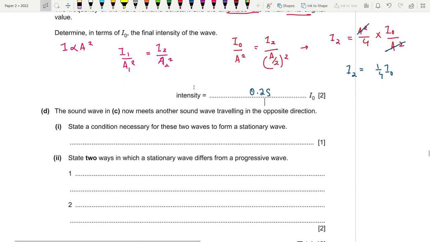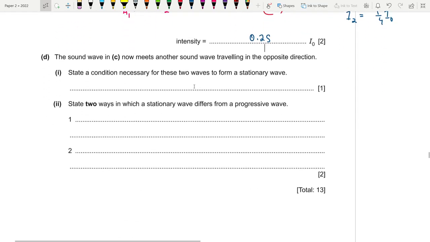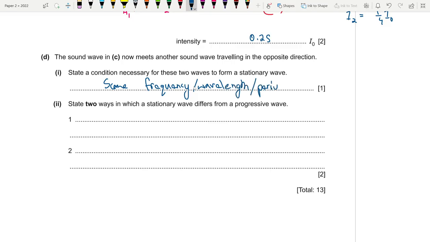No fractions allowed. The sound wave in C now meets another sound wave traveling in opposite direction. State a condition necessary for these two waves to form a stationary wave. They need the same frequency, right? Or same wavelength. Or same period. Anyone works.